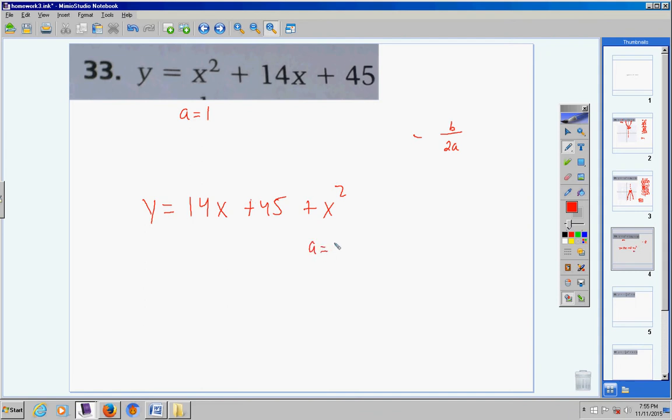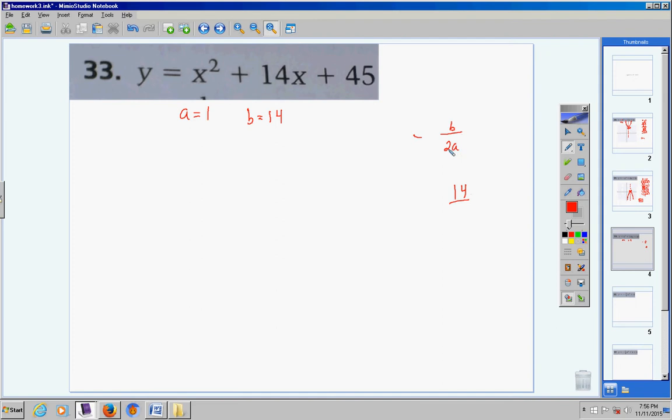A is always the number in front of x squared. B would still be 14 because 14 is with the x. Doesn't matter where they're at. It matters what number's with the x, that's your b, and what number's with the x squared, that's your a. Alright, here we go. B is going to be 14 because that's the coefficient of your x, or the number with your x. So for b right here, I'm going to put 14.